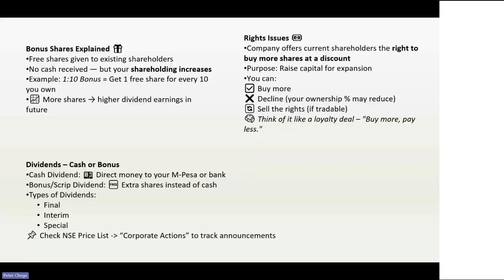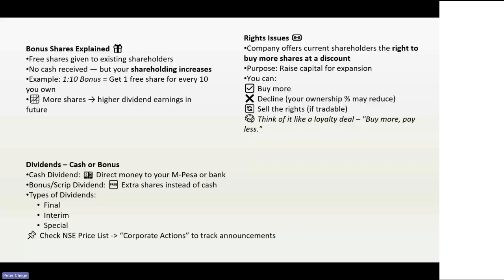Then you have dividends. Most of them are cash, but there are those companies that decide to give bonus, as I've said above. So cash dividend is money directly to your M-Pesa or bank, paid by the registrar. It doesn't come through the broker. Or you get bonus, which are also called script dividends, extra shares instead of getting cash. That company, instead of giving you that profit, gives you more shares, then they reinvest that cash for expansion. So you have different types.